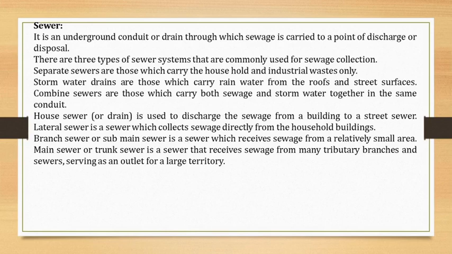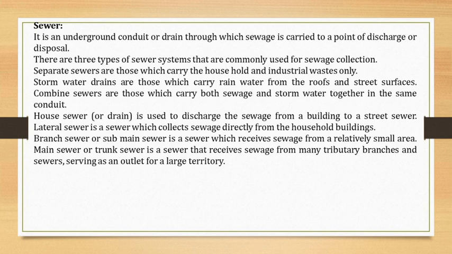Sewer is a pipeline which is used for the transportation of sewage. Okay, so sewer is an underground conduit or drain through which sewage is carried to the point of discharge or disposal. So for the transportation of wastewater, we use a pipeline that is called a conduit. That conduit is called a sewer. Okay, so there are three types of sewer systems commonly used for sewage collection.